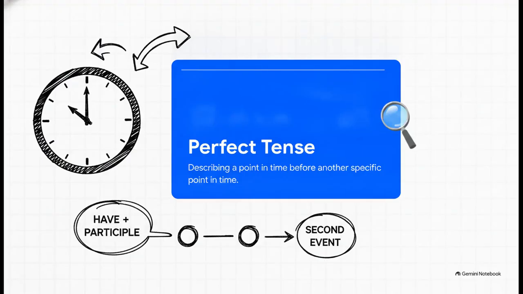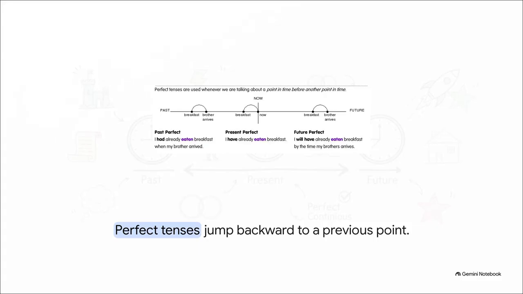Okay, so perfect tenses introduce relativity. Basically, they act as sequencing tools. By combining have or has with a past participle, you're signaling to whoever is listening that one specific point in time definitively occurred before another point in time. It establishes a really clear order of operations. Check out those curved arrows jumping backward. This maps completion relative to another time.